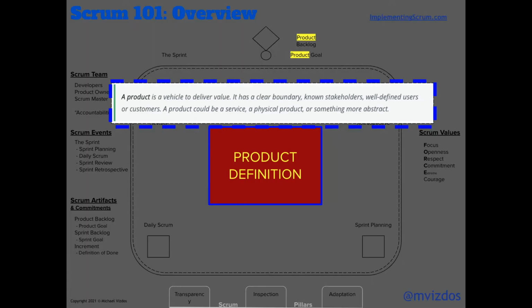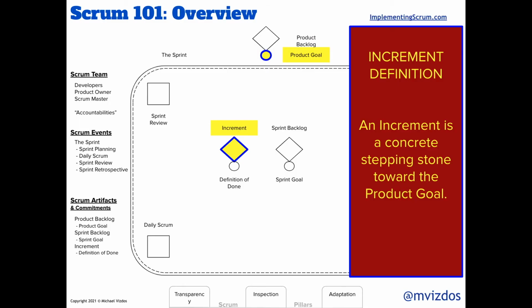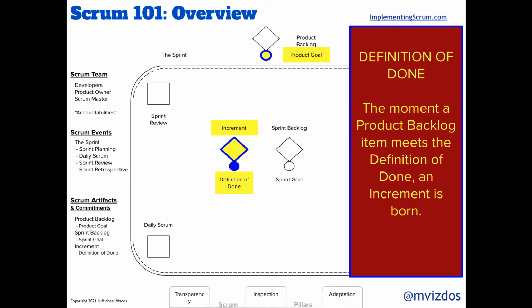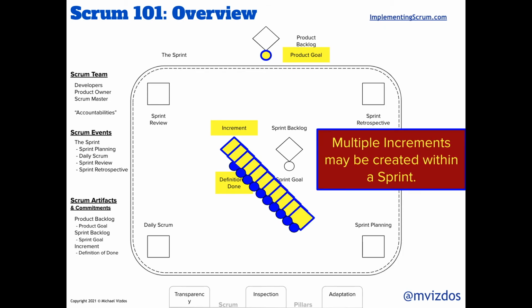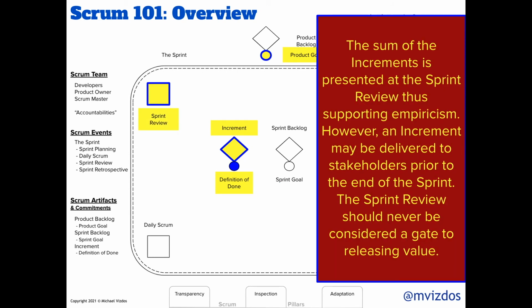A few more things. There's now a definition of a product. A product is a vehicle to deliver value. It has a clear boundary, known stakeholders, well-defined users or customers. A product could be a service, a physical product, or something more abstract. The definition of an increment. An increment is a concrete stepping stone toward the product goal. The moment a product backlog item meets the definition of done, an increment is born. Multiple increments may be created within a sprint. The sum of the increments is presented at the sprint review, thus supporting empiricism.